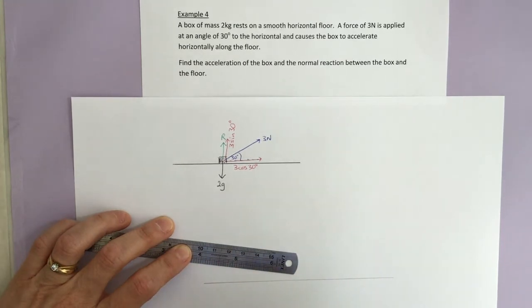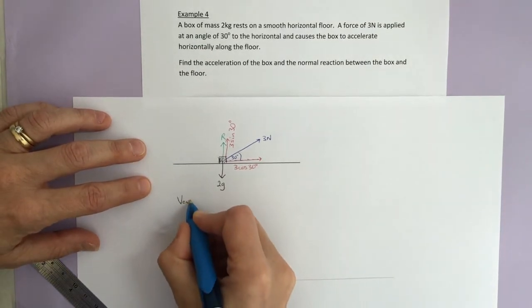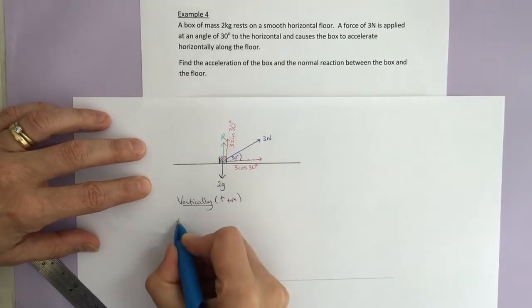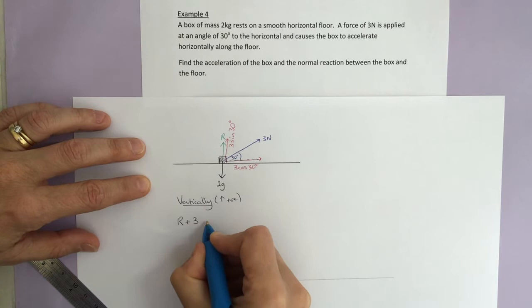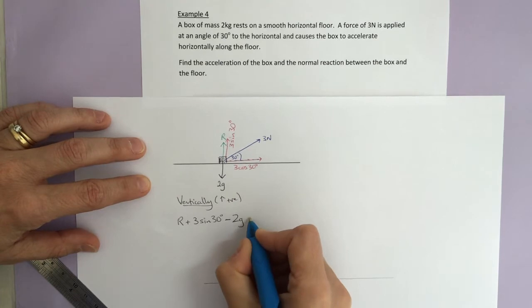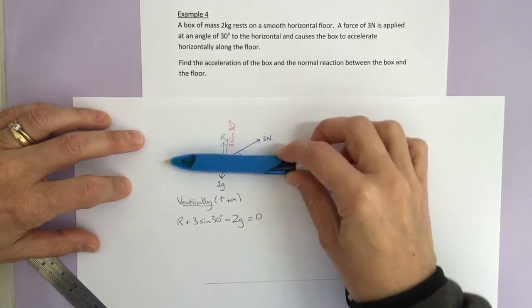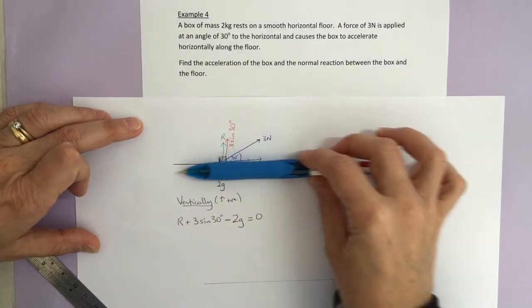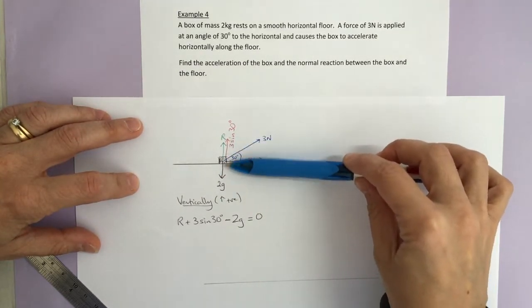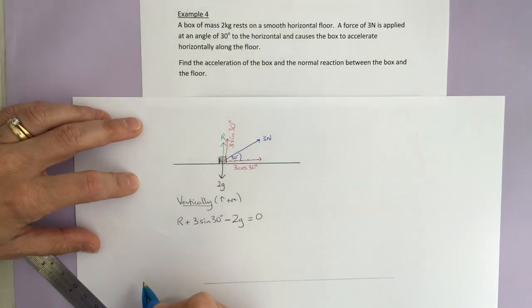So I'm replacing my 3 newtons with these 2 equivalent components. And then let's have a look, as usual, at our vertical and horizontal. So vertically, up as positive. What's happening? I've got that reaction force plus that vertical component, 3 sin 30 degrees acting upwards, and then acting downwards, I've got my 2g, and that resultant force is equal to 0 because in the vertical direction, nothing's happening. It's only moving horizontally along the floor. So in the horizontal direction, there is a resultant force, but in the vertical direction, there isn't a resultant force. So that's going to be equal to 0.